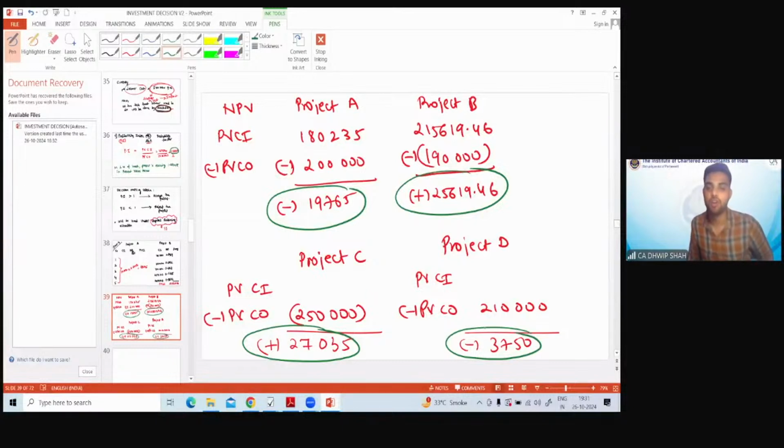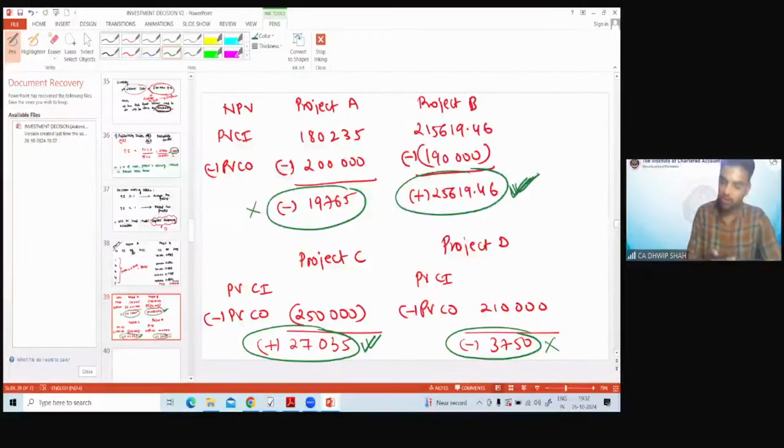Our task does not end here. We need to make a decision. Can I say project A and D are outrightly rejected because NPV is negative? Yes or no? Rejected because NPV is negative. Now the options left are project B and project C. Since both projects have positive NPV, we should take both if we have sufficient funds.